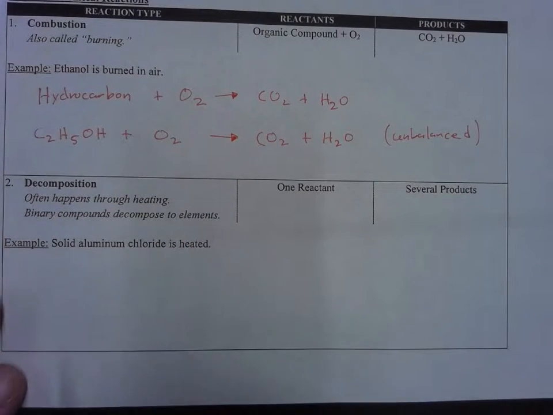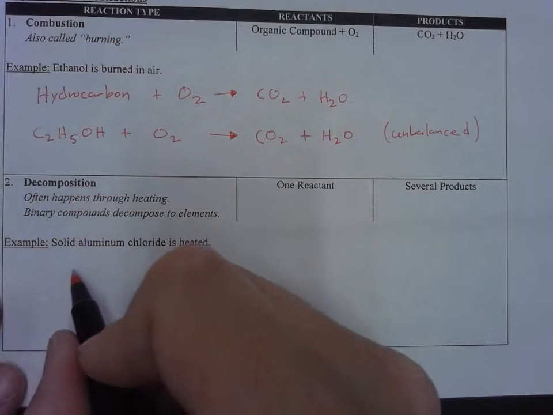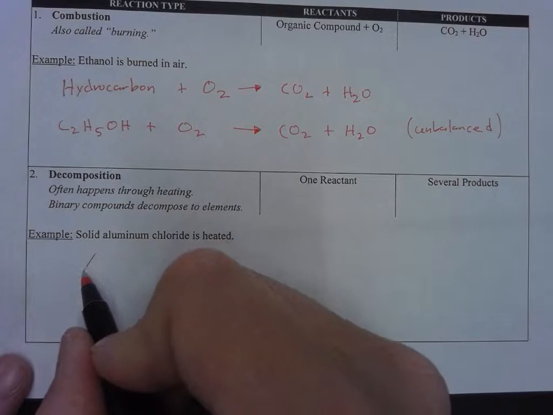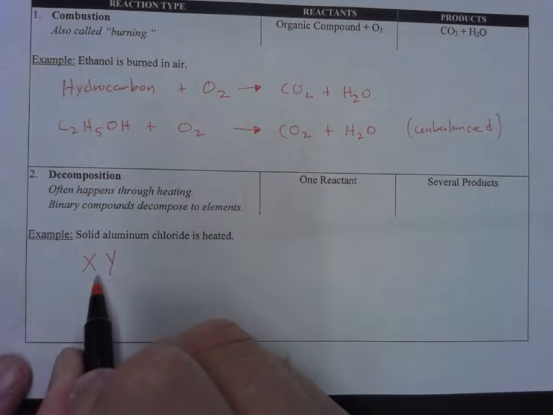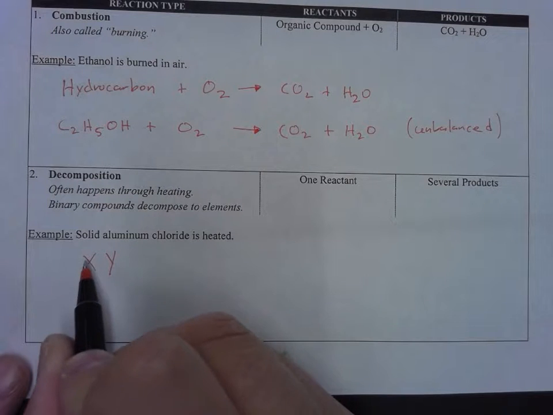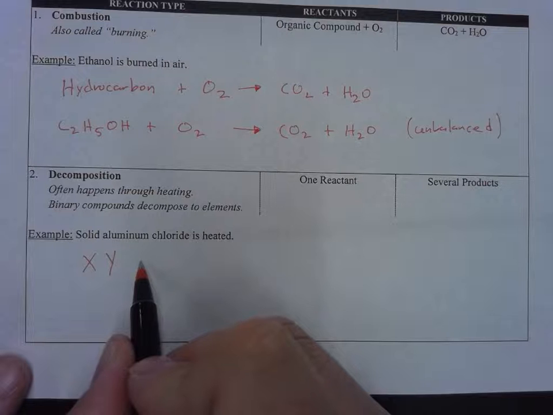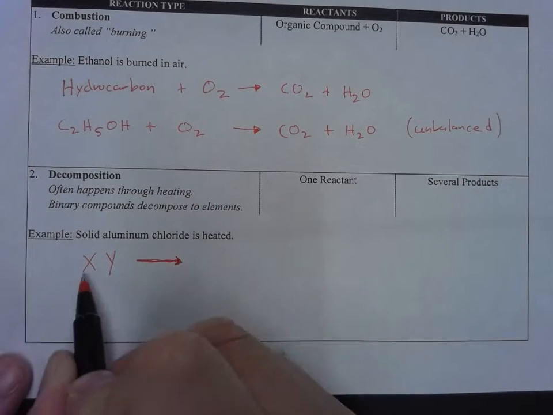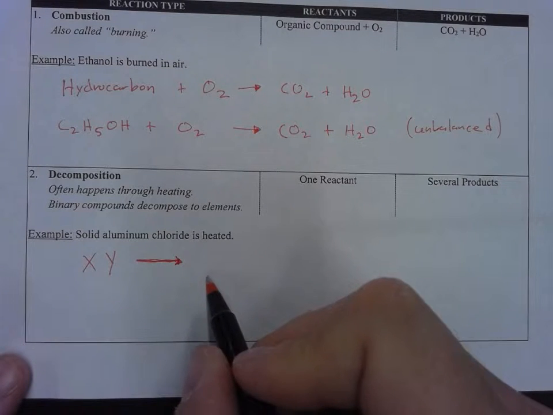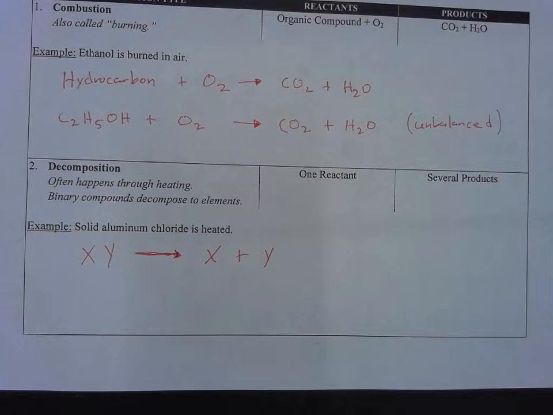Okay, a decomposition reaction is going to have something that looks like this. You're going to have a compound XY, where X and Y represent two different elements. So for example, sodium chloride might be an example of that. A decomposition reaction is going to have a single arrow, and these two things, X and Y, break apart, yields X plus Y. That's a decomposition reaction.